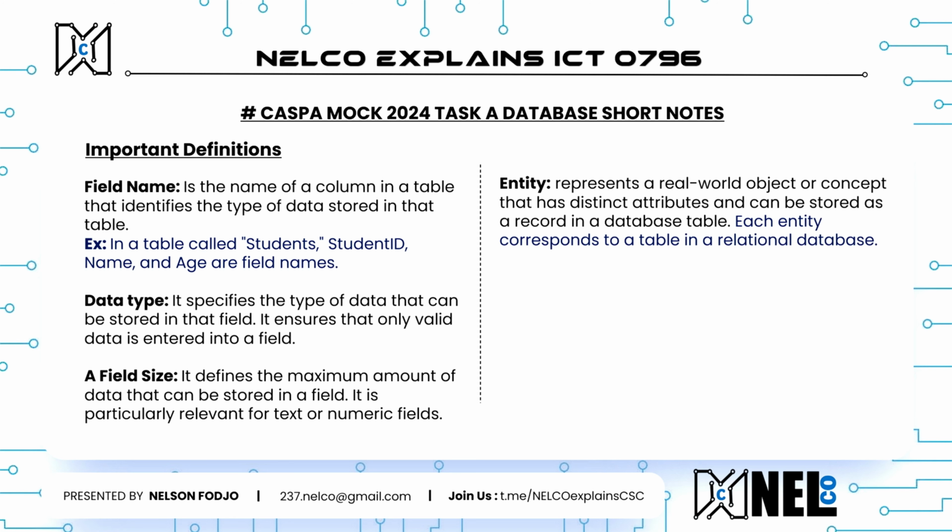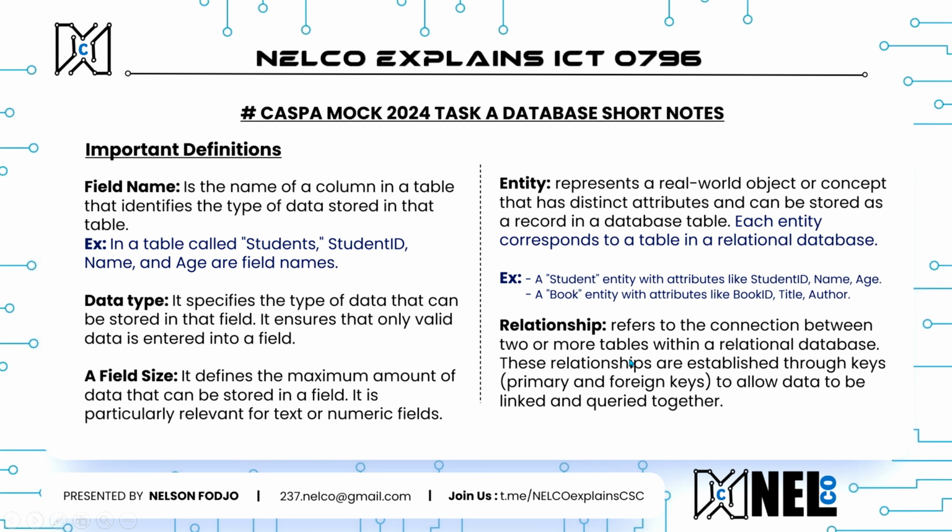Next, we have an entity, which represents a real-world object or concept that has distinct attributes and can be stored as a record in a database table. Each entity corresponds to a table in a relational database. For example, student entity with attributes like student ID, name, age. Another example could be a book entity with attributes book ID, title, author. So you just need to note here that an entity is like the table name.